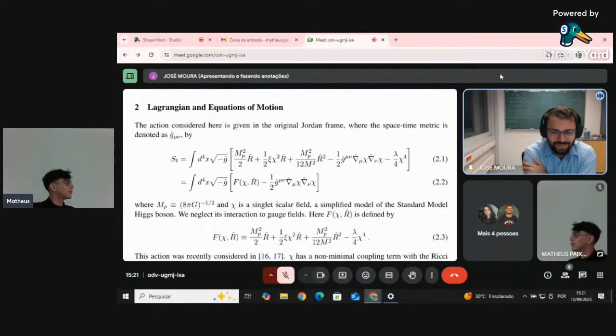Okay. Okay. So, this is okay. I'll try to understand that. Another question: Have you ever seen people trying to put gravitons on that, coupling to gravitons?